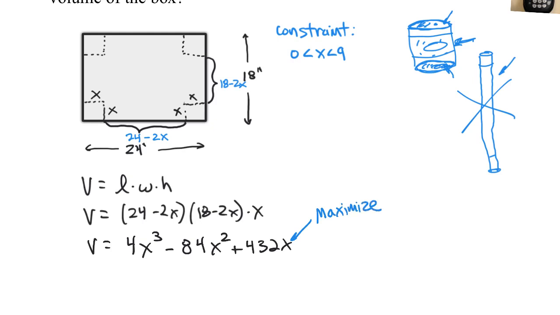Now, the only real constraint we have right now is this, right? This is our only constraint. We know x has to be between 0 and 9. So this is our mathematical model for the volume, but this is a cubic. This is going to go on forever, right? The domain of this function is all real numbers. But as far as we're concerned, we don't care about the entire domain of this function. We care about this little window of this function. All we care about for this function is where it applies to our mathematical model of the volume.